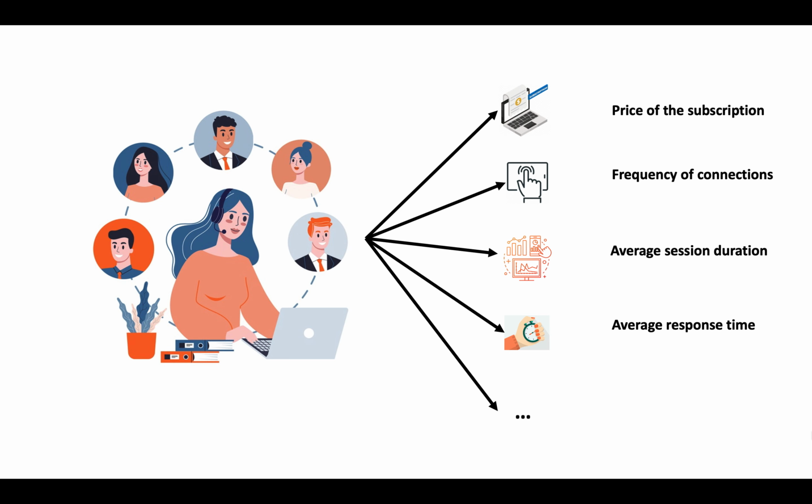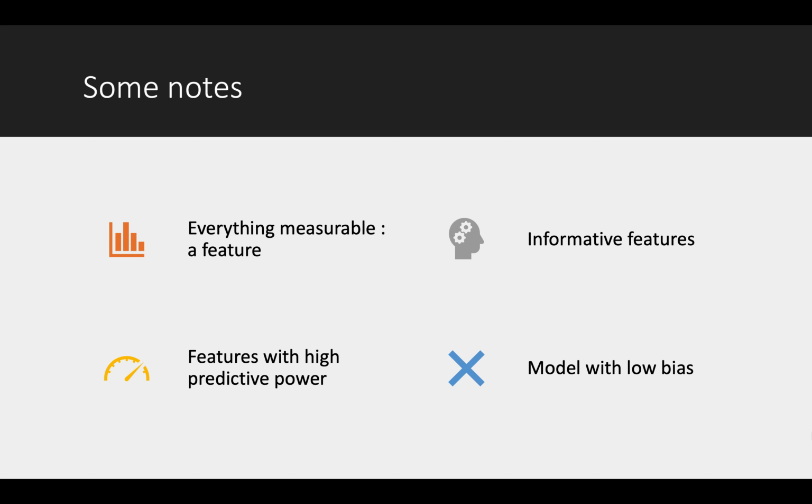The other one could be the frequency of the connections, and that could be per day, per week, per year. You could decide which one you prefer. Another feature would contain the average session duration in seconds or average response time for one request, and many other things. Basically, everything measurable can be used as a feature.